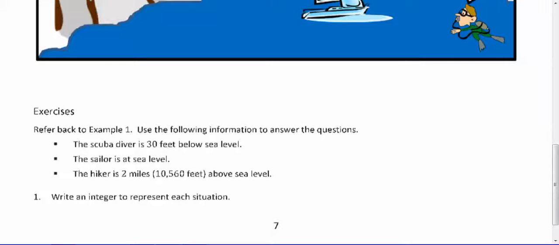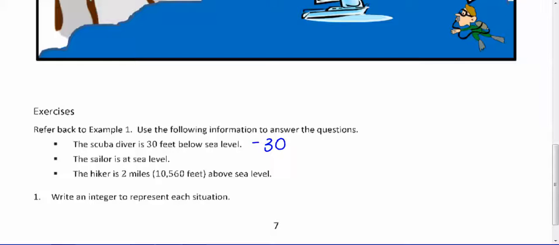It says, use the following information to answer the questions. A scuba diver is 30 feet below sea level. How would I write that? Manson. You may use the bathroom after you answer this question. Negative 30. There you go. Go ahead. Negative 30.